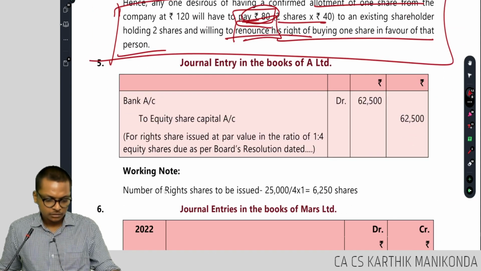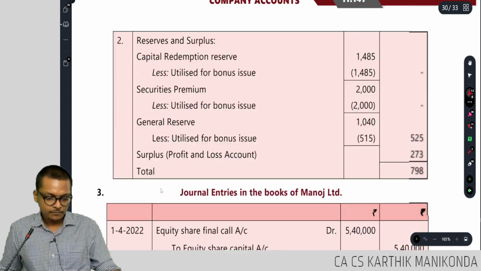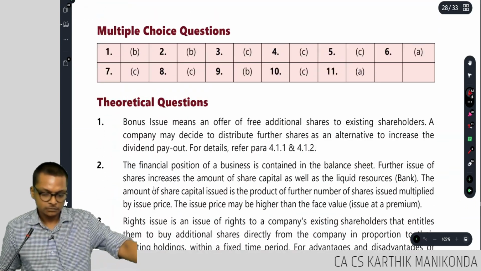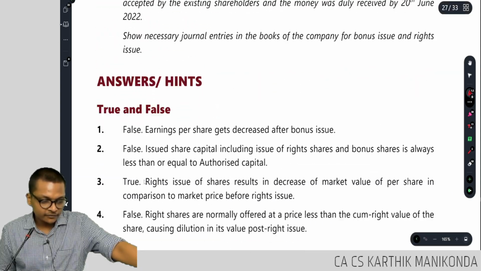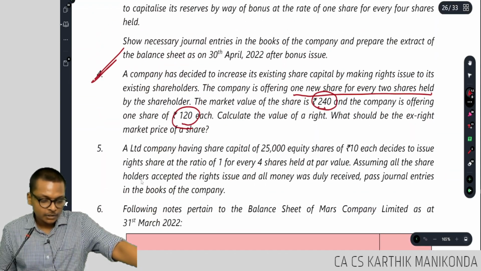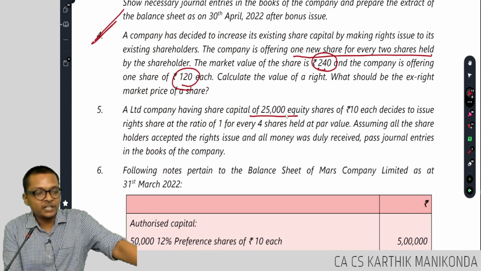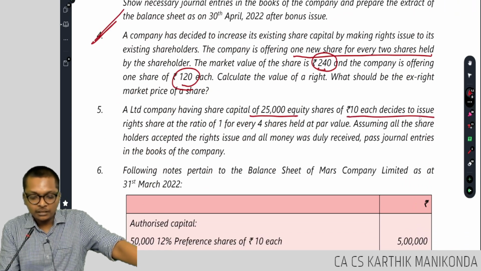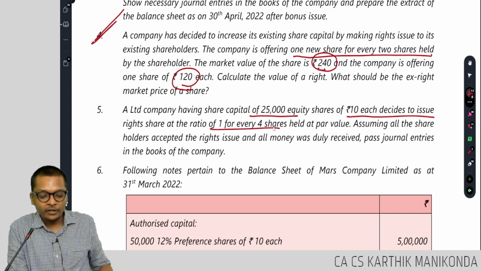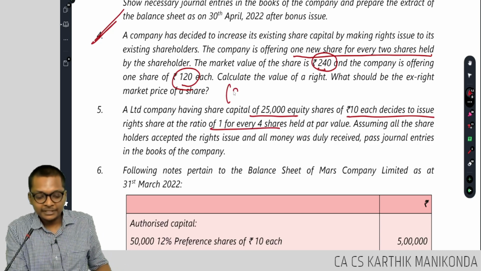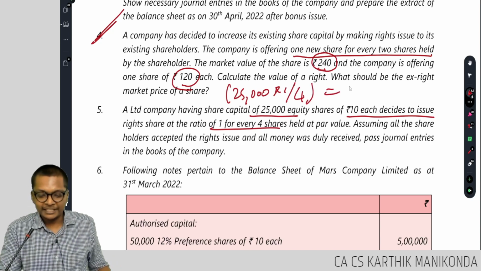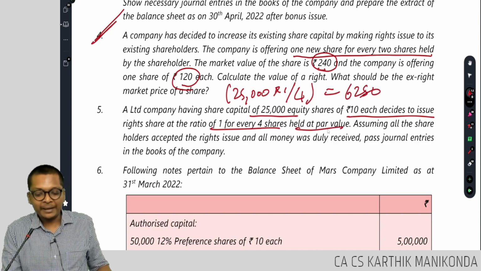Question 5. Practice question 5 should be the same. A company having share capital of 25,000 of share 10 decides to issue rights of 1 for every 4. That means it's going to be 25,000 into 1 by 4, which is how many shares? 6,250 held at par value.